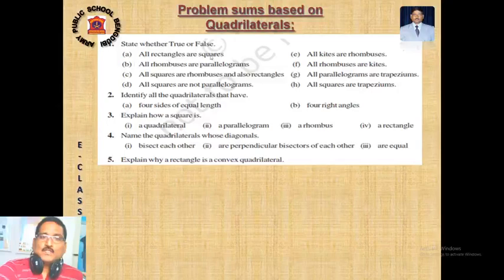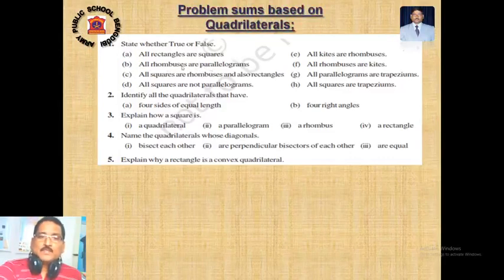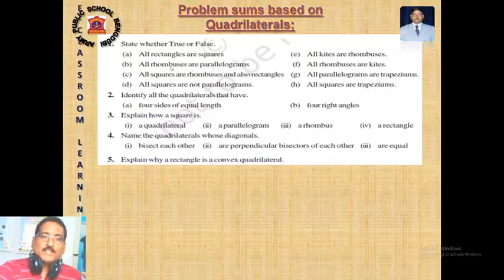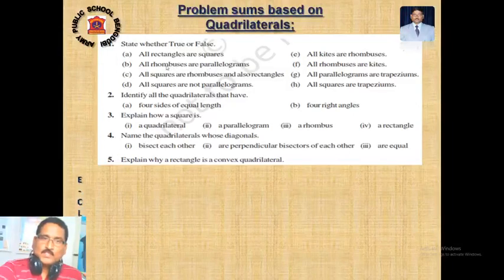All rectangles are square. Is it true? No. Square is rectangle, but rectangle is not square. Okay. All rhombuses are parallelogram. Yes, because rhombus is derived from parallelogram only. Parallelogram will be rhombus only when adjacent sides are equal. But rhombus definitely will be a parallelogram, but all parallelograms will not be a rhombus. Clear? So when adjacent sides of the parallelogram are equal, then it will be a rhombus.